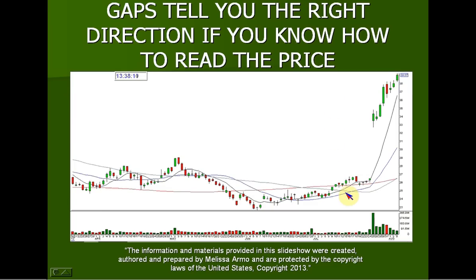What's so great about gaps is gaps tell you the right direction if you know how to read the price. For example, with Facebook, I knew how to read the price. I knew that the gap that happened back here, the end of July in Facebook, was a bullish gap, that was a good gap, that was a buy. Even though Facebook closed the night before under $27, it was like 26 something, and gapped up way, way up here the next day.